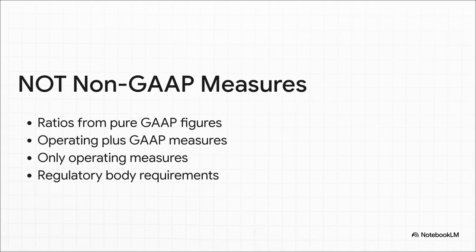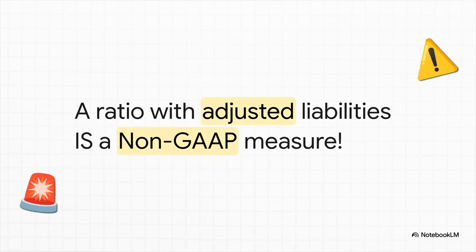So here is a quick checklist of exceptions you should absolutely commit to memory. A measure is not non-GAAP if it's a ratio combining pure GAAP figures, like we just talked about. It's also exempt if it combines an operating measure with a GAAP measure, or if it's just combining operating measures together. And finally, if an item is explicitly reported just to satisfy a governmental or regulatory body requirement, it gets a free pass. But wait, here is the exact trap you really need to be on high alert for.